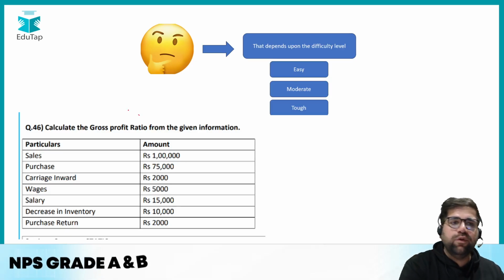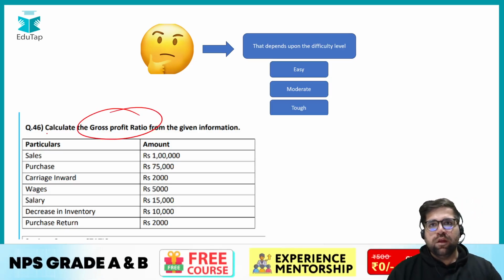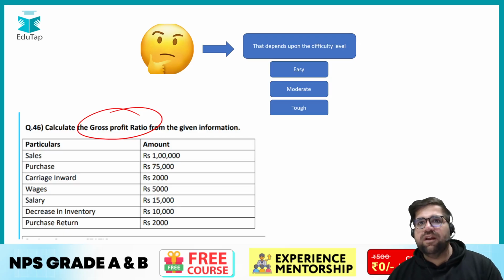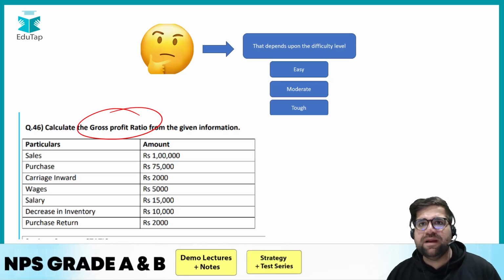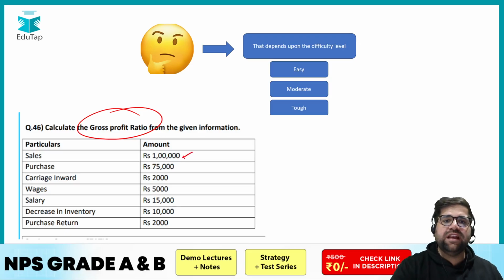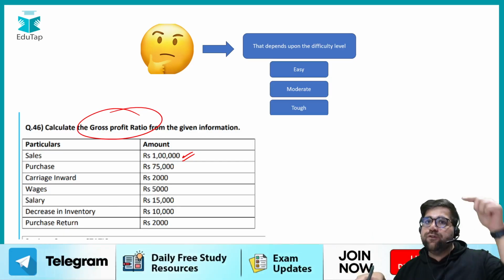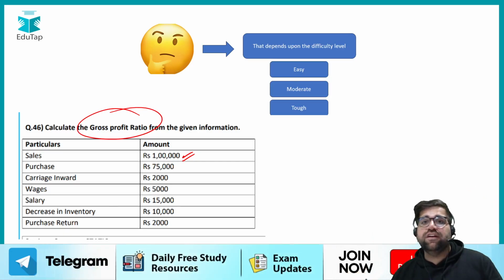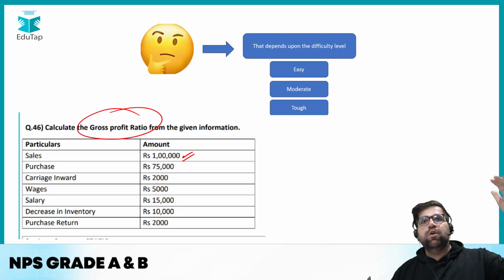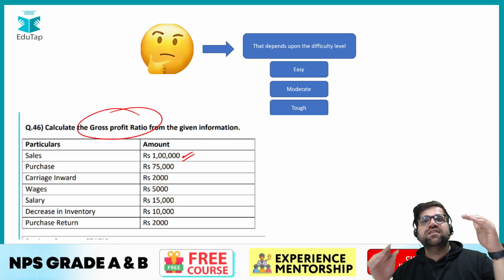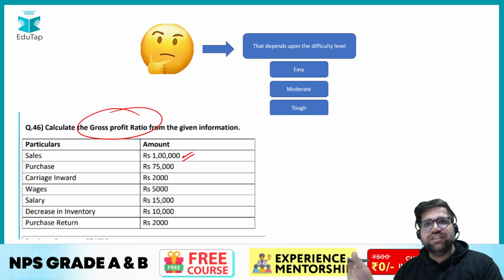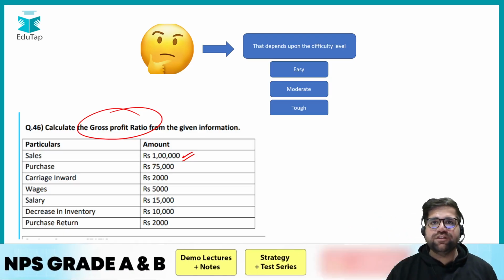Now, they are asking you to calculate gross profit ratio. Gross profit ratio, again, there is a formula for it: gross profit divided by sales. Sales they have given you directly, but you have to calculate gross profit. You can only calculate gross profit if you know the formula, or if you know the structure of the income statement. You have to take the overall sales, then deduct cost of goods sold, which is COGS, and then you will get the final gross profit.